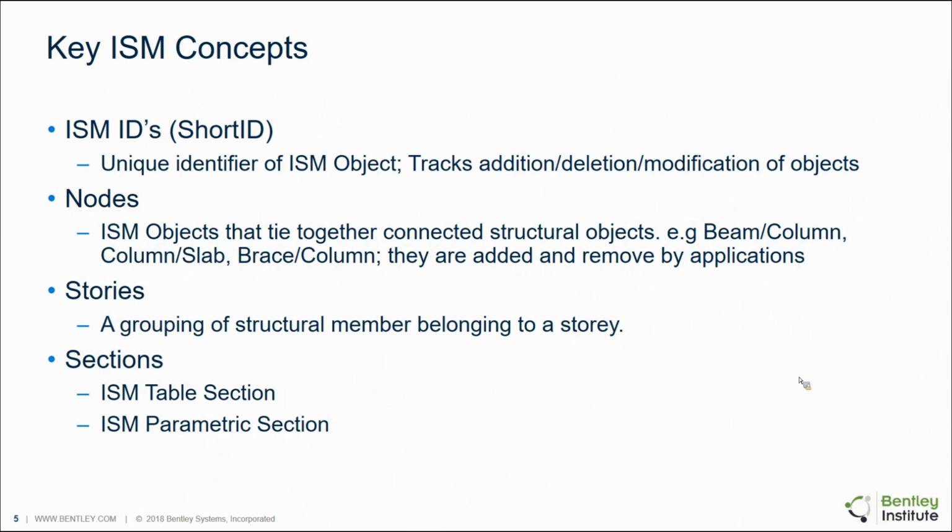When it comes to sections in ISM, Revit and RAM, there are really just two types, which are ISM table section and ISM parametric section. Okay. ISM table section is commonly for your steel, so they pull from a standard section catalog, and ISM parametric section is a parametric shape. So for example, solid rectangle or circular, and they're usually for your concrete columns and beams.